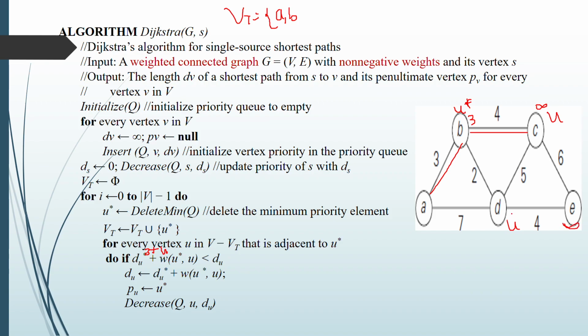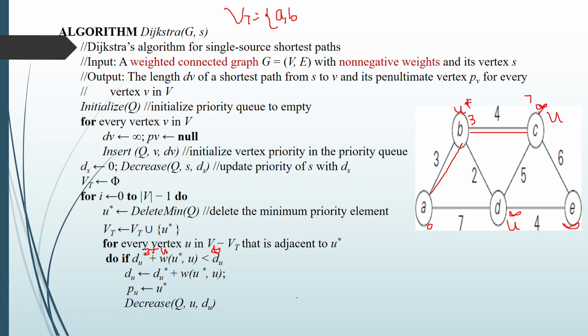In your priority queue, these values are stored in the form of infinity. Now it is modified. So now this is the thing, infinity. 3 plus 4 is 7. As I told, it is less than infinity. So now you have to modify the du value as 7 here. In the place of infinity, you have to take this as 7 here. And for this one, you have to take u star. Now u star is what?